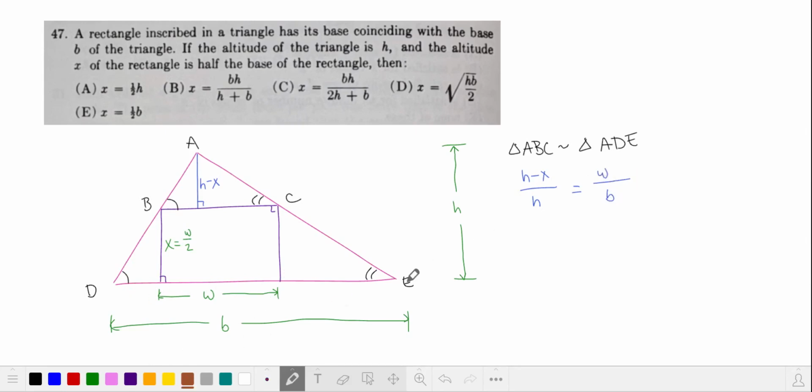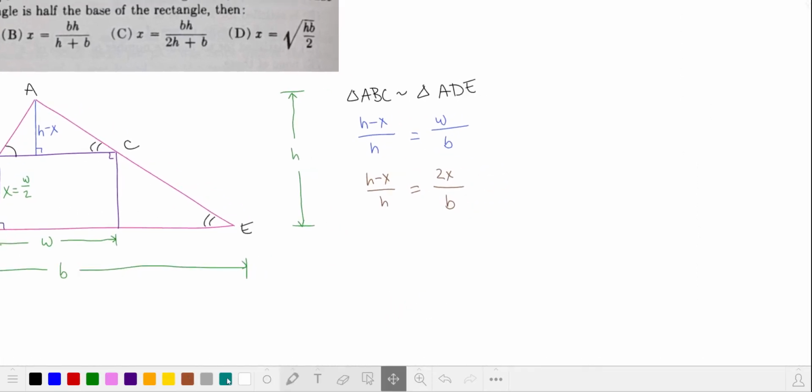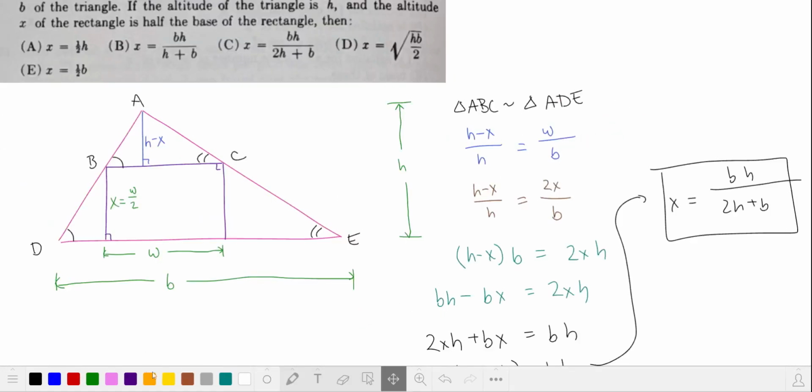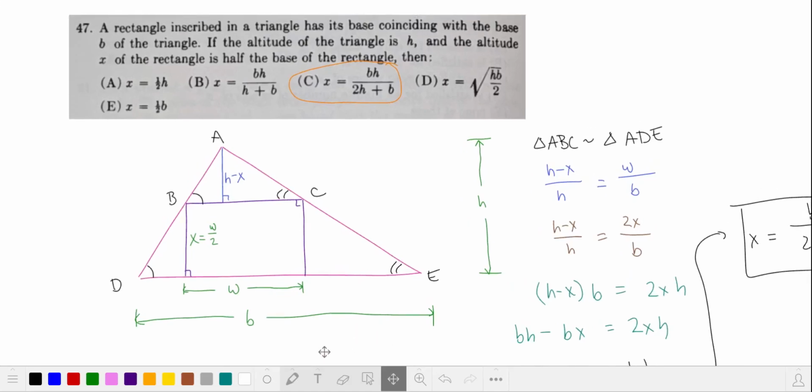We don't want W in our equation, so we can write it in terms of X. This is 2X. And now we can solve for X and hope it's one of the answer choices. First, we'll multiply by the denominators, collect all the X terms on one side, factor out the X, and isolate the X. Let's look at our answer choices, and it's option C. Let's go on to problem 48.